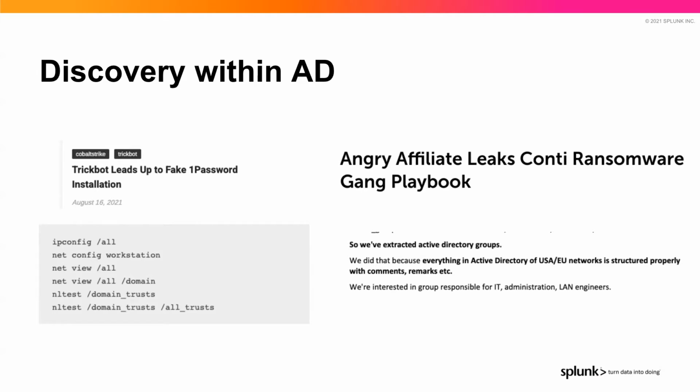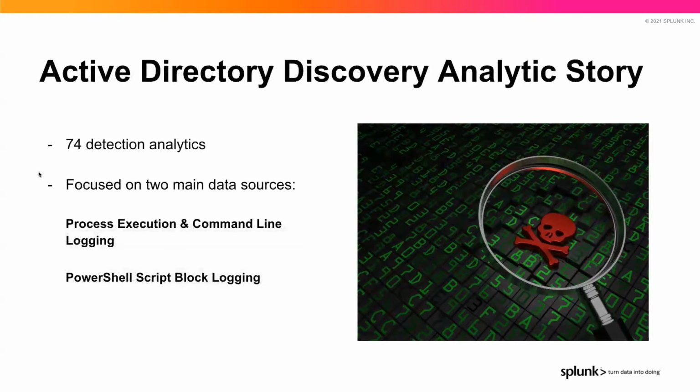So we know attackers are after Active Directory and execute discovery techniques, and we need to do something about it, which is why the team wrote this analytics story. We released 74 new detection analytics that cover Active Directory discovery techniques. We focus mostly on two data sources: process execution and command line logging, such as Windows event 4688, Sysmon, or any other EDR technology, and also PowerShell script logging. These are the two main data sources we use to create these detections.